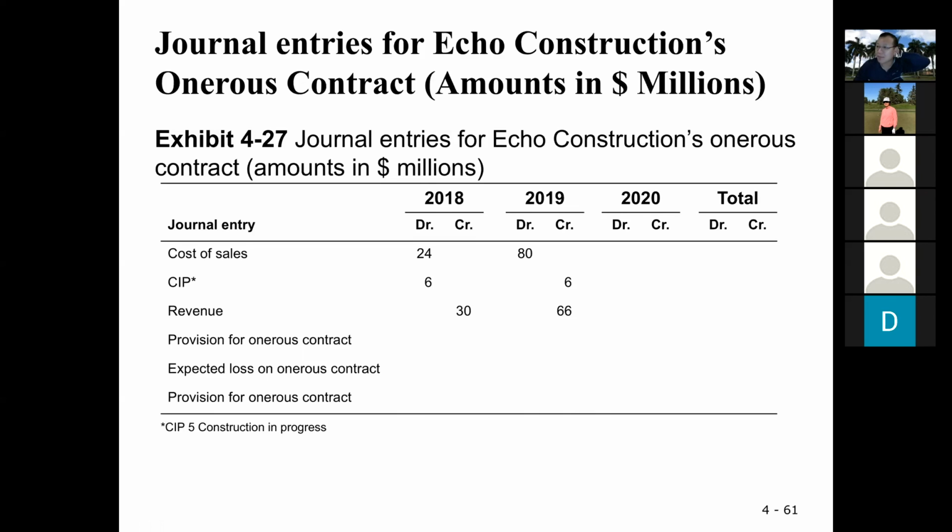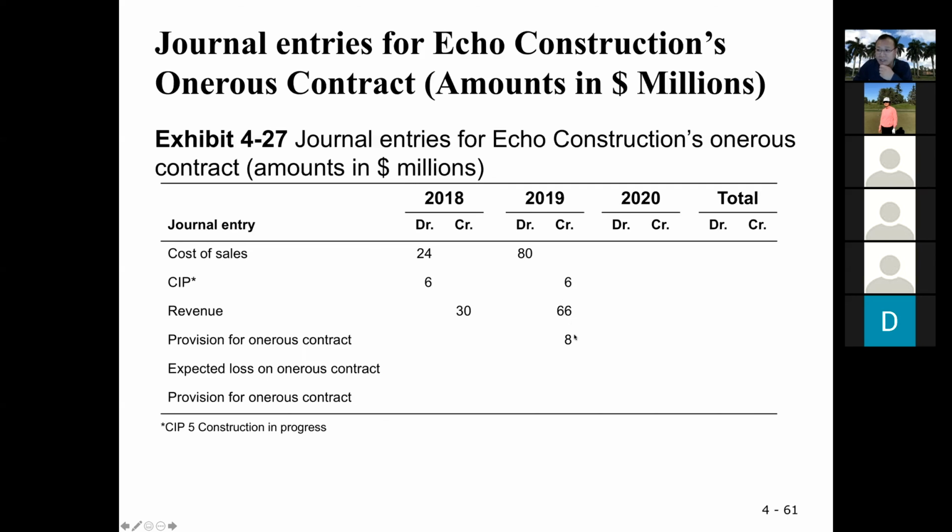Provision is the term under IFRS, so it's a type of liability. Because it's an onerous contract, you are at a loss position, so this is a liability. Are you okay if I put 8 here? Now my total credit is 80 and my total debit is 80. Are you okay with this?